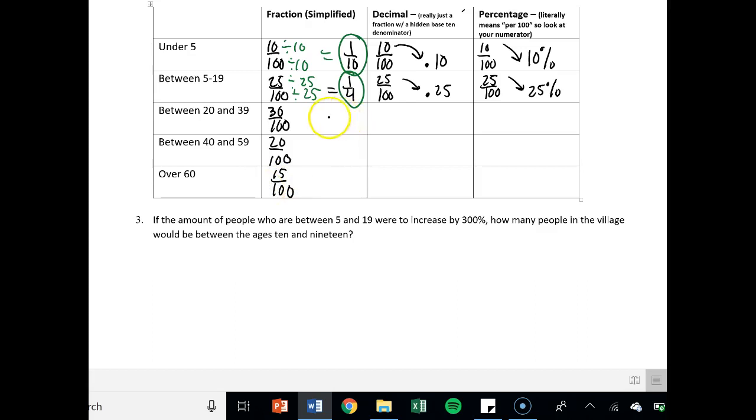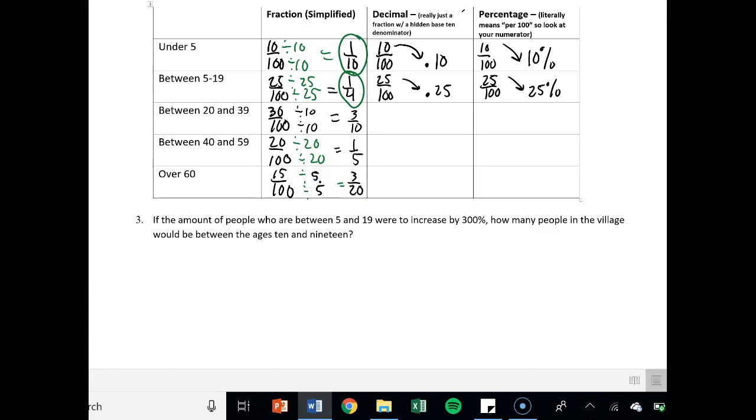Alright, so again, if you simplify this one, you get 3/10, obviously divided by 10 here. This one you will get 1/5, and that's a little trickier, but that's actually going to be divided by 20. Just 20 divided by 20 is 1, 100 divided by 20 is 5. And then for 15 over 100, you're going to simplify, and you're actually going to get 3/20. And you'll be dividing by 5 there.